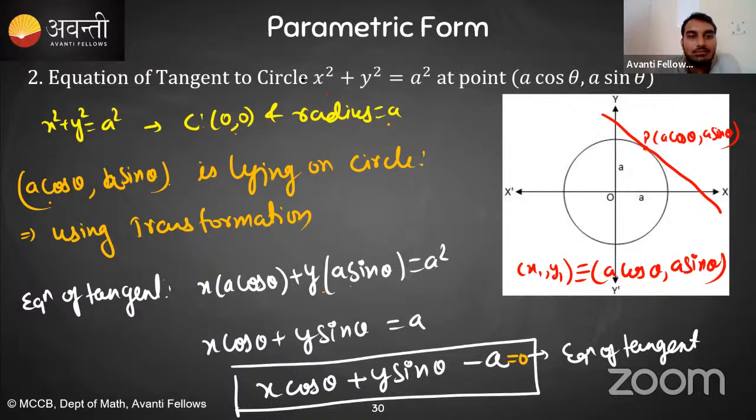This is the equation of tangent. Is this clear, students? Everyone tell me quickly in the chat box. This is just the same way. Instead of x1, y1, we are now given a cos theta, a sin theta. But the concept will not change, right? The concept is that if the point is lying on the circle, then just use the transformation to get the equation of tangent. Okay. Is this clear or not? Quickly.